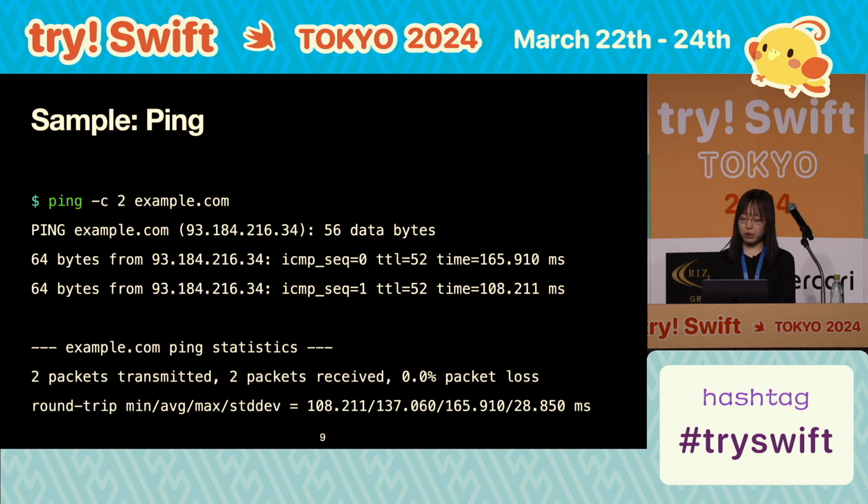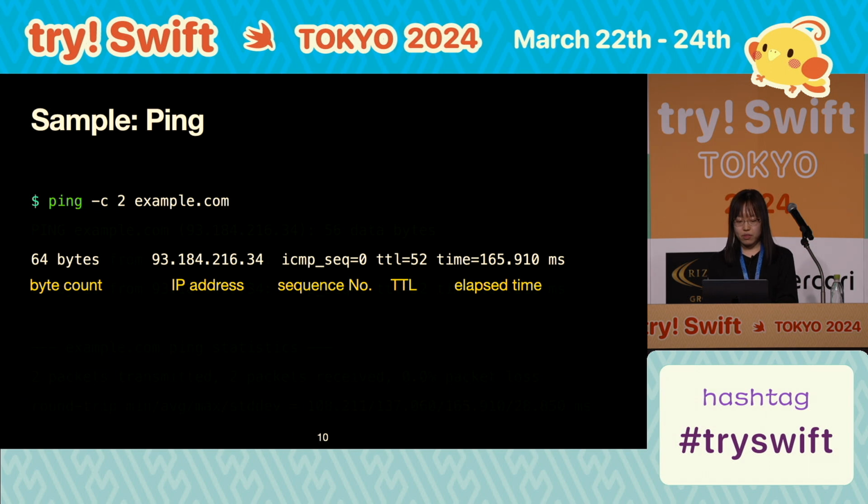Let's take a look at the output of the standard ping command. This message contains the byte count of the received message, IP address, ICMP sequence number, TTL, and elapsed time. You are usually interested in elapsed time to check latency. Other parameters provide information about how and what data returned to your machine.